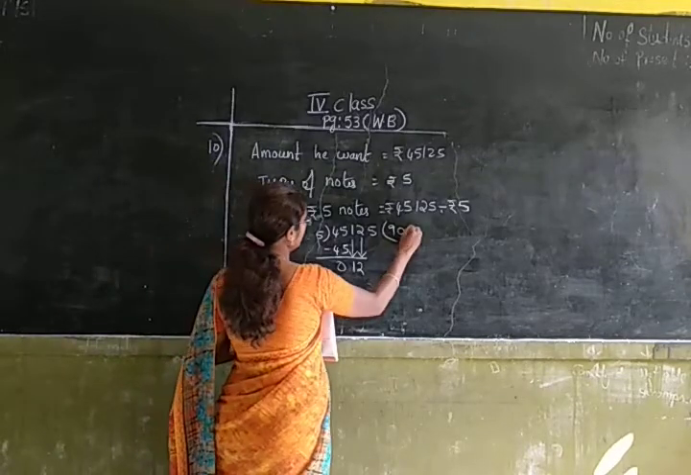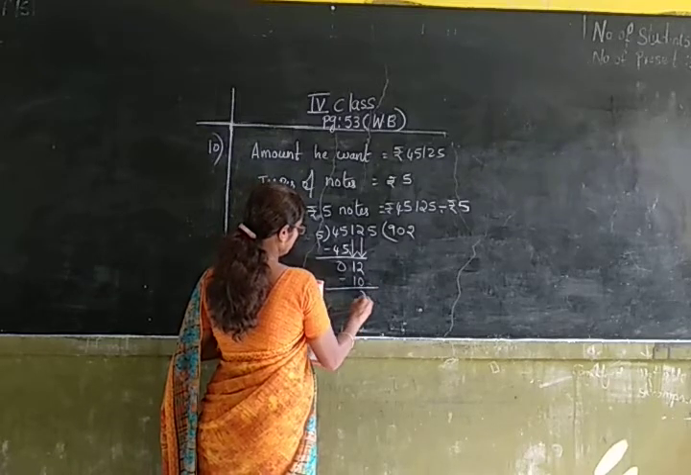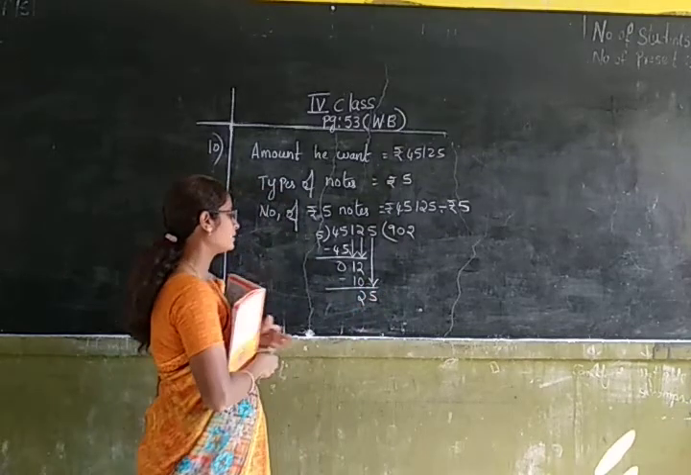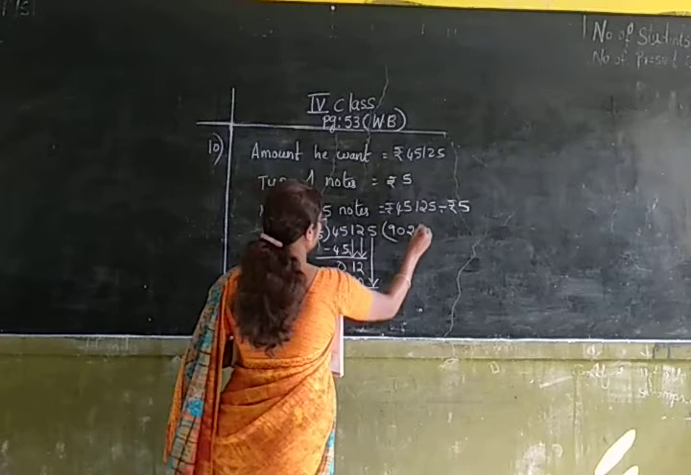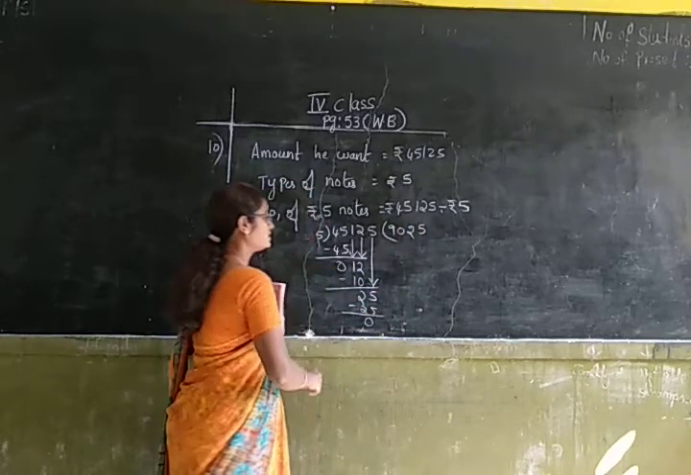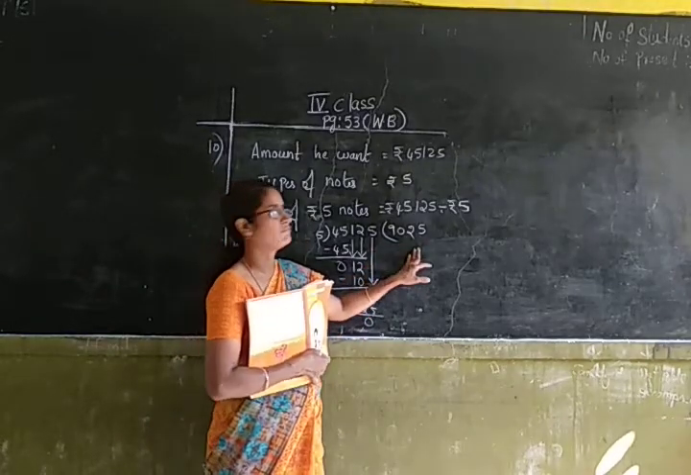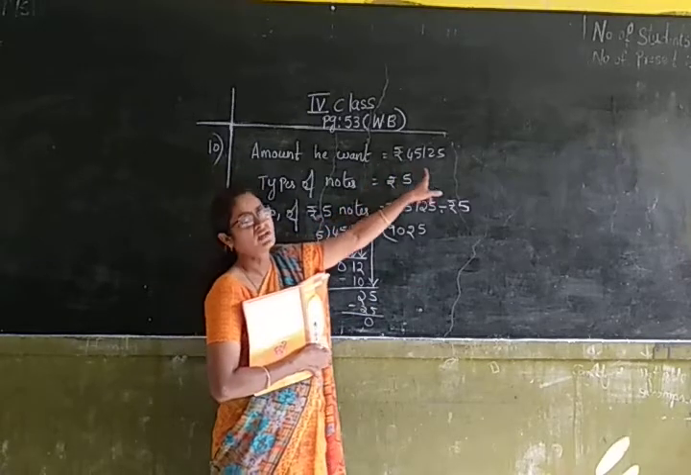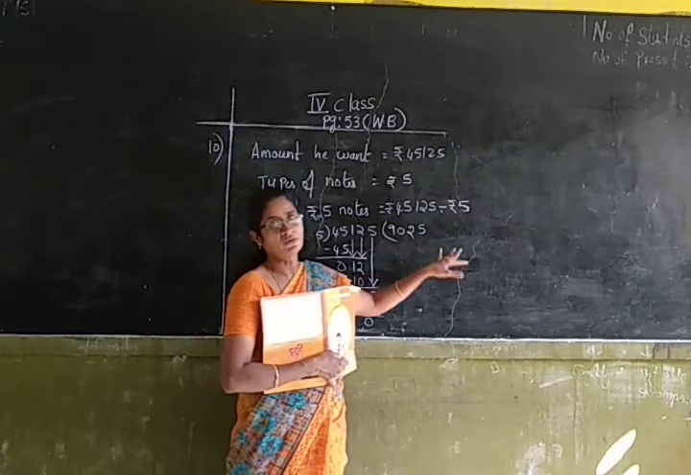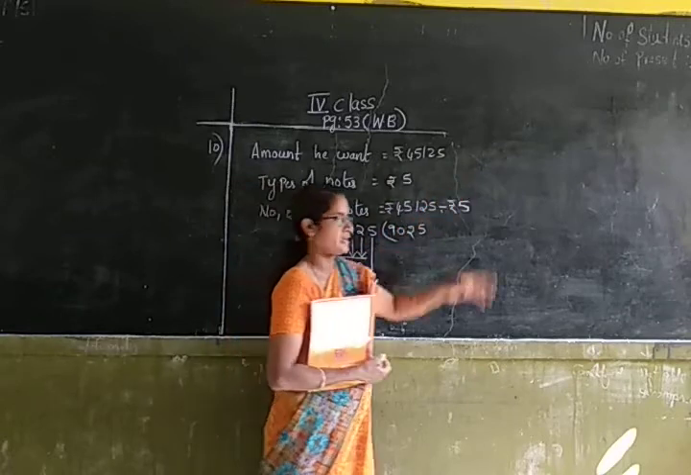Now 5 into 12, how many times? 2 times. So 5 2s are 10. 2 minus 0 is 2. Bring down 5. How many times is 5 in 25? 5 times. 5 5s are 25. So the remainder is 0. So how many notes does he have to collect? He has to collect 9,025 5 rupees notes to make the amount 45,125. Okay children.